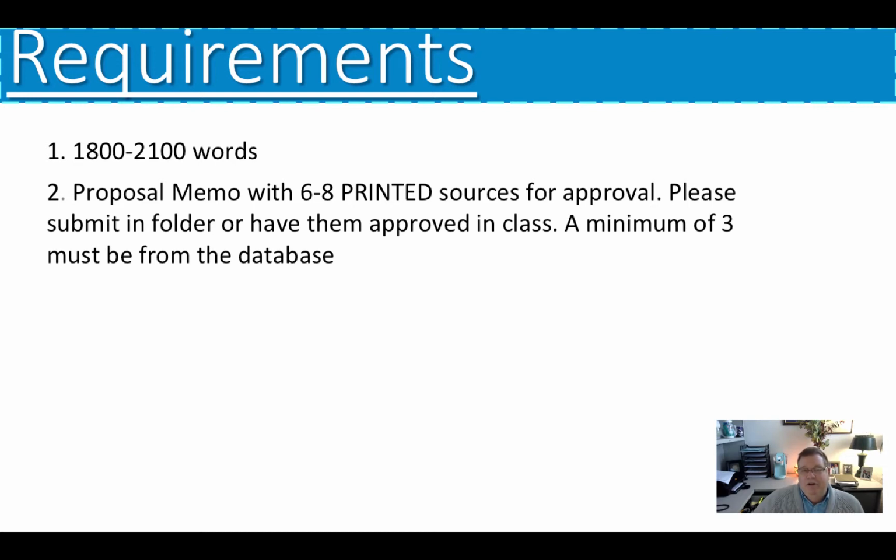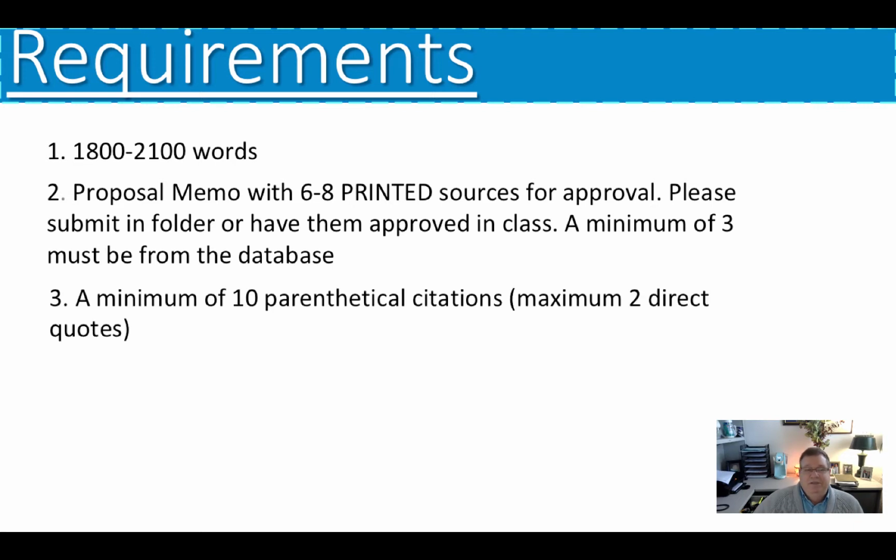With your proposal memo, you're going to turn in to me some 6 to 8 printed sources. I need to look at your sources for approval. Because you're online, you can simply write a little blurb as to how you're going to use those. A minimum of 3 sources have to be from the database. I prefer all of them. The English department is being asked by the college to really push the use of the database and that you use the database more often. So I really would like to try to see as many sources as possible, if not all, from the database.